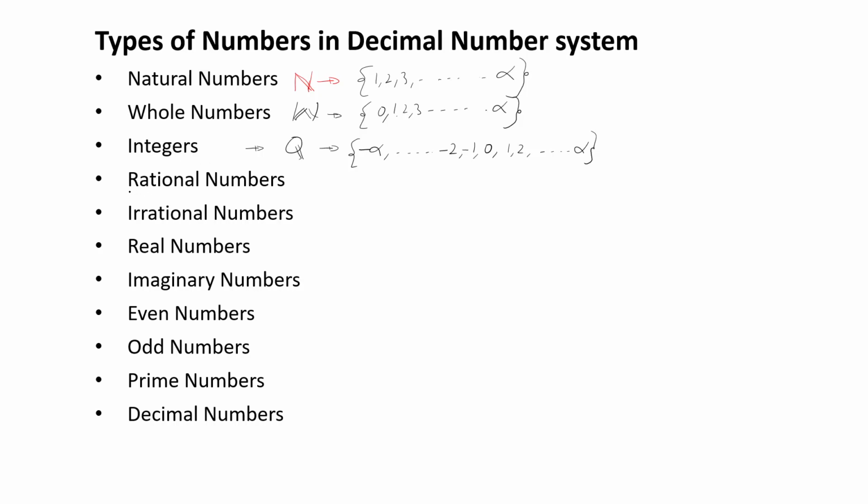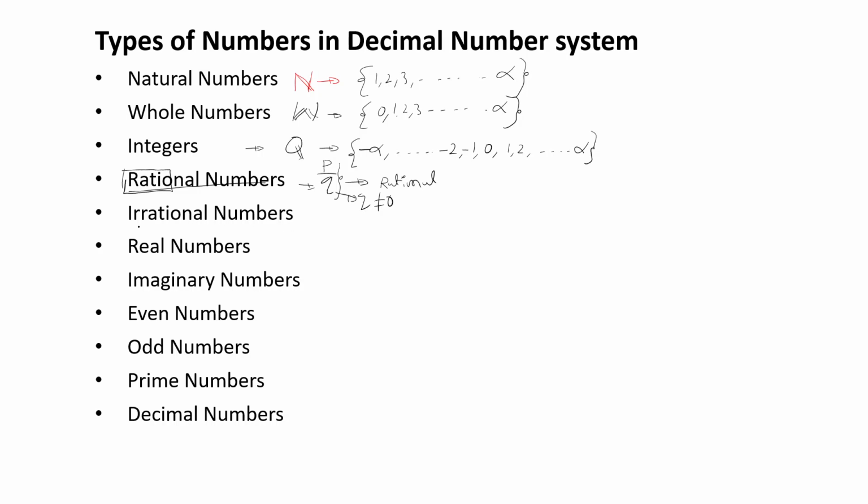Now, very important: the rational number. Simply remember the name itself, there is a ratio. Whenever we can write a number in the form of p by q, this type of number we call a rational number. Any number that we can write in the form of p by q, and here the caution is that q should not equal 0.